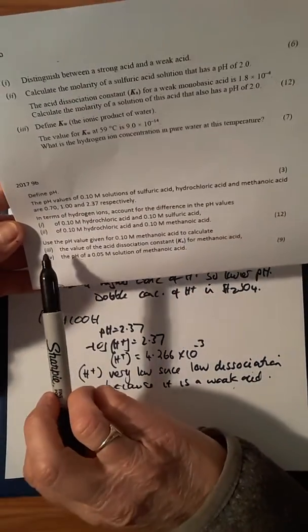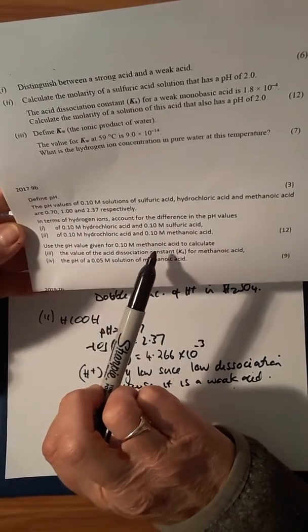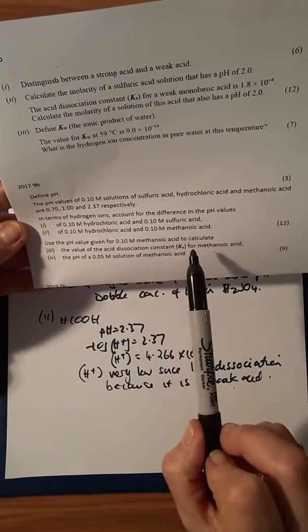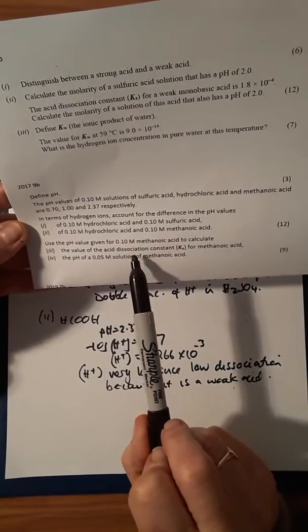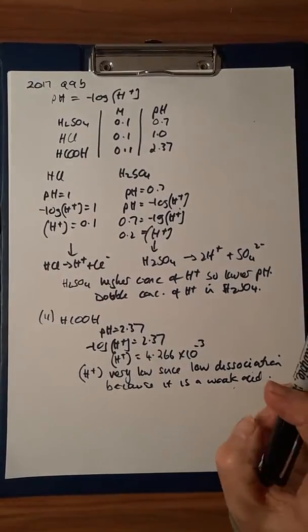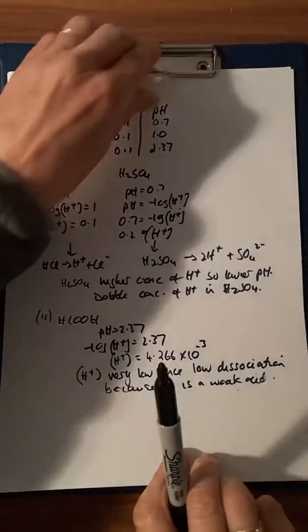Okay, next part says, use the pH value given for the methanoic acid, so a pH value of 2.37, to calculate the value of the dissociation constant for methanoic acid. So let's do that bit first then. We're going to use the pH value. So first of all, we know it's a weak acid.